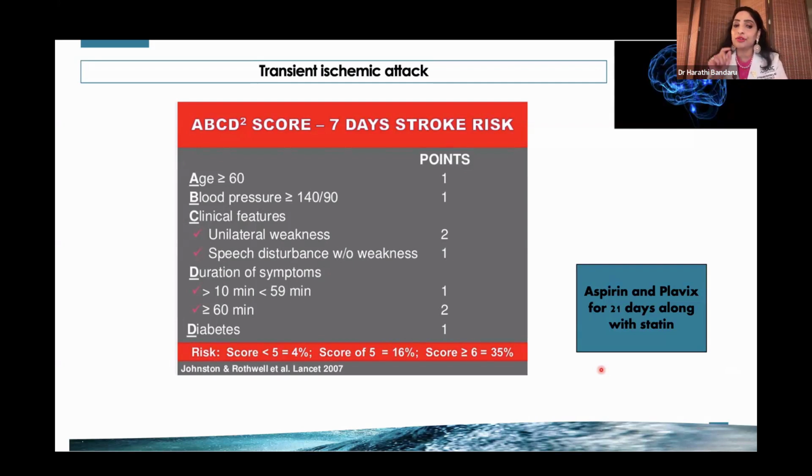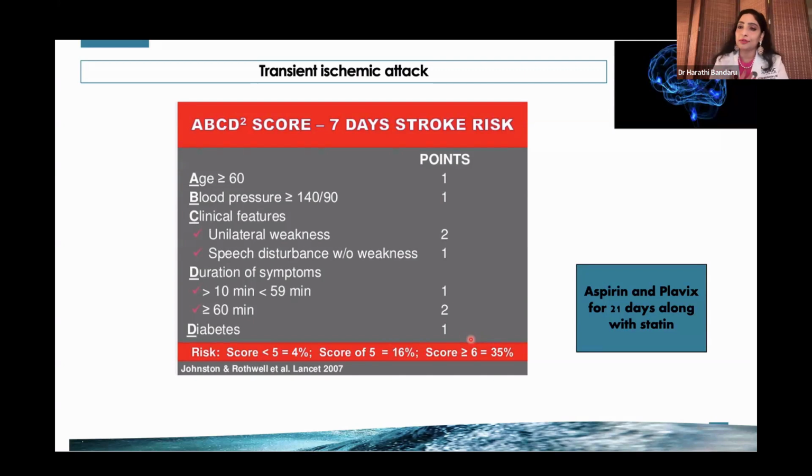So what are the factors? You need to look at the age, blood pressure, what the symptoms are, weakness, and the duration of the symptoms. Look at the table. If the score is greater than 6, your 7-day stroke risk will be 35%. That is the reason why you really need to treat the patient.